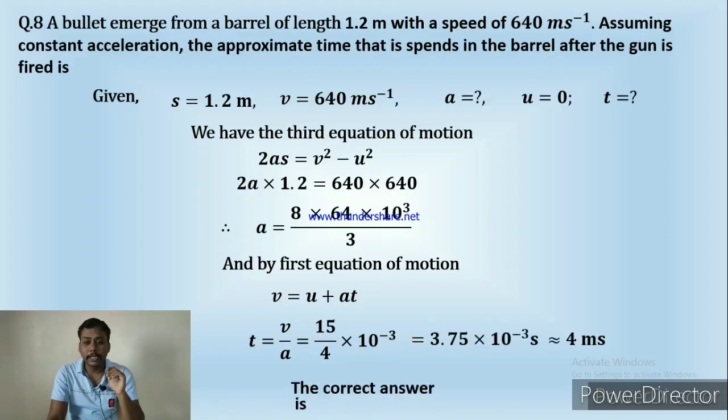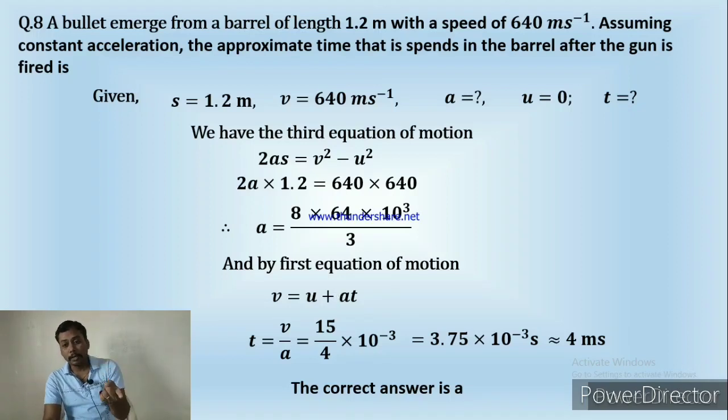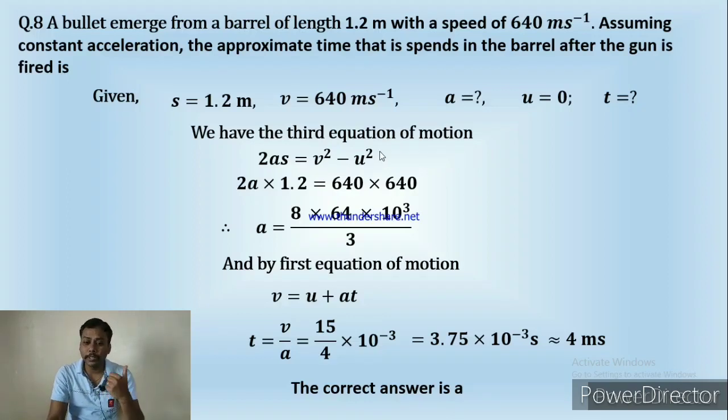So once again, S is given, V is given, and we have to calculate the time, so we use two kinematical equations. Note that the initial and final velocity are given, so we use kinematical equations. From the third equation acceleration is determined, and from the first equation time is derived. So the answer is 4 millisecond. The correct answer is A.